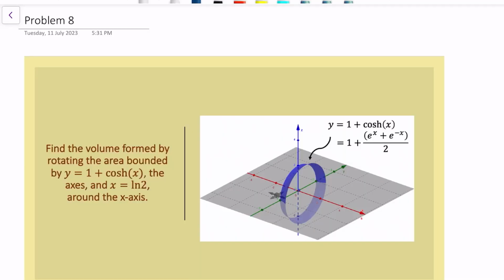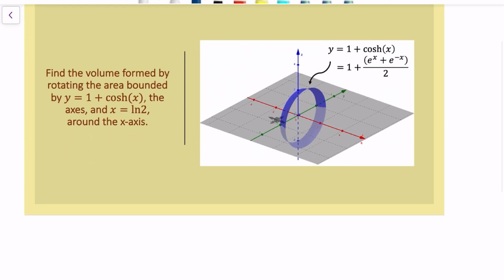Alrighty, so volumes used to be a part of NCEA integration, and then they removed it from the standard. If you were going to get given a problem involving volumes like this one, you would get given the integral formula for volume. There are different types of formula, but for rotation around an axis, the formula is pi times the integral between the limits, in this case 0 and ln2, of y squared with respect to x.